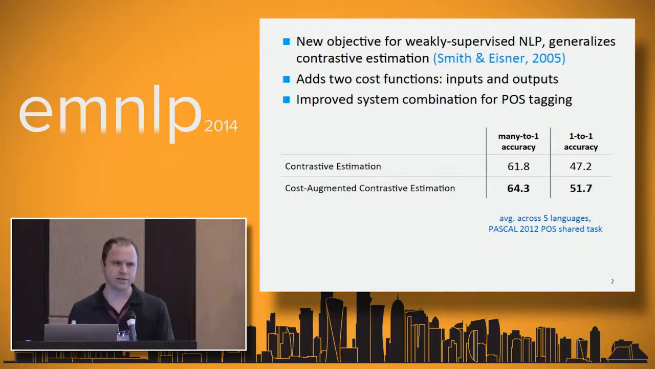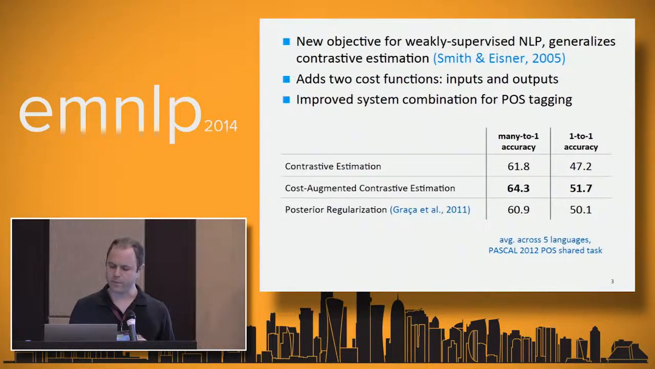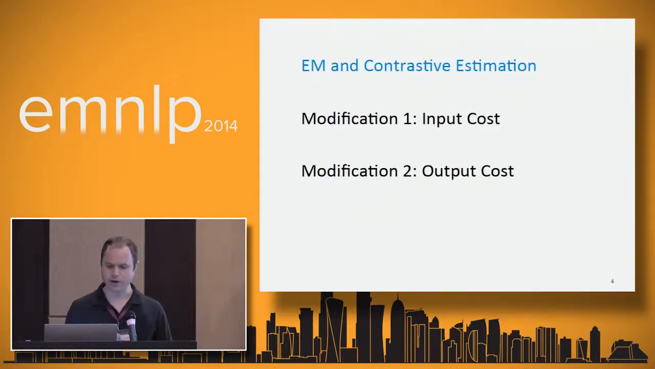I'm not going to talk about this in the talk, but see the paper for our work on the unsupervised model selection. The upside is that we have a better way to do system combination when we're doing unsupervised part-of-speech tagging, where we're able to align the tags across runs. The sum of these is an improvement over CE of about 2.5 points in many-to-one and 4.5 in one-to-one. This is an average over 5 languages for the Pascal 2012 shared task. We also can improve over the best single system from that task, which was the Grasse et al. posterior regularization system.